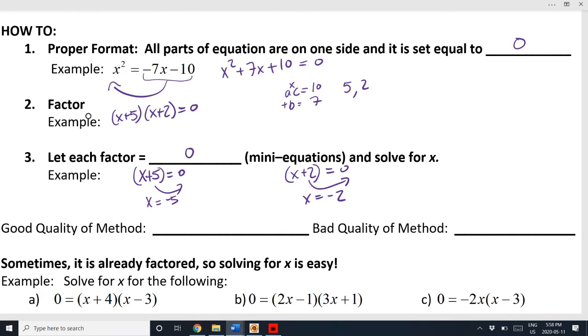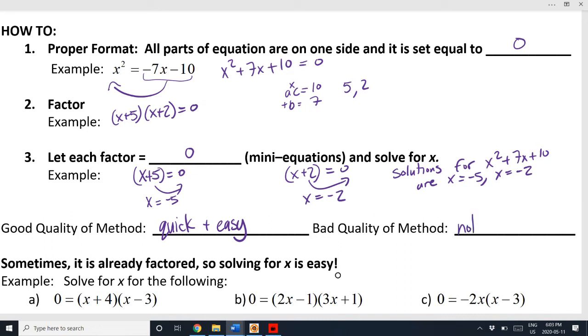And this is our solution. So we can say solutions for x squared plus 7x plus 10 are x is equal to negative 5 and x is equal to negative 2. The good thing about using the factoring method is that it's quick and easy as long as you know how to factor. The bad thing about this method is that not all equations will be factorable.